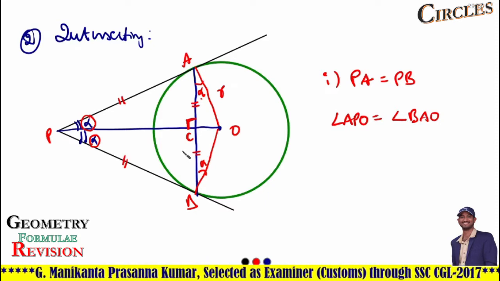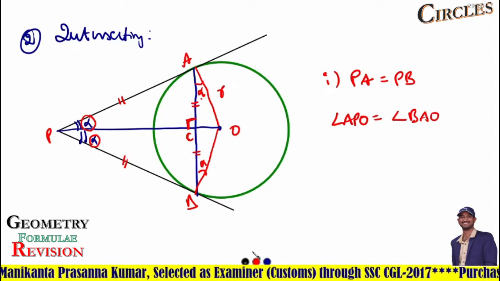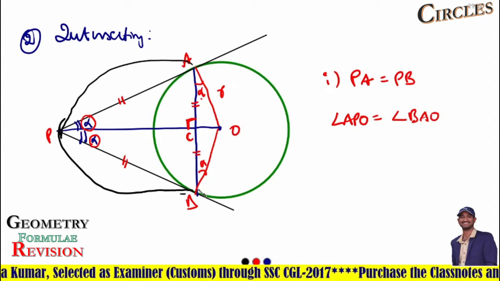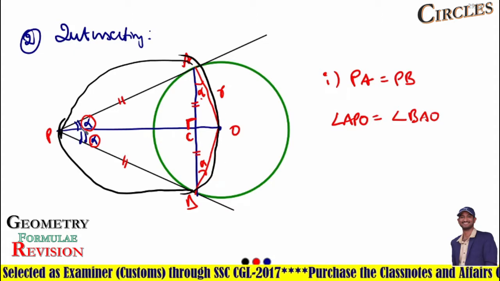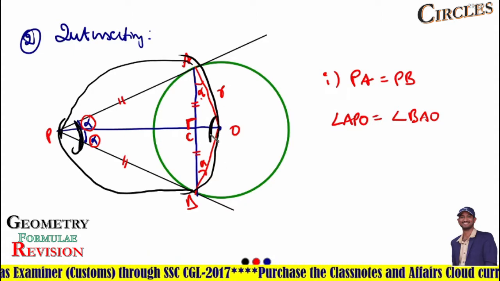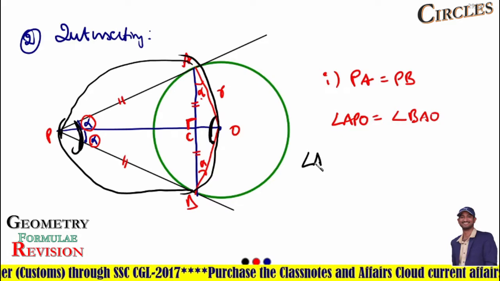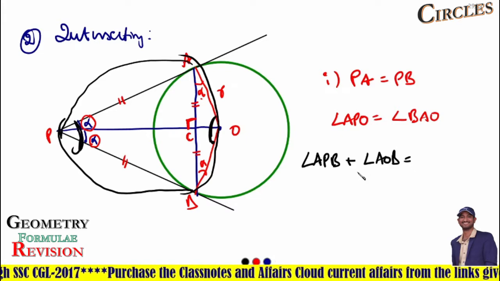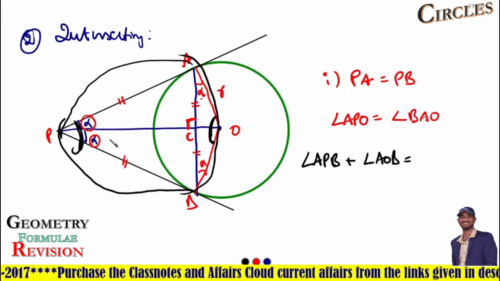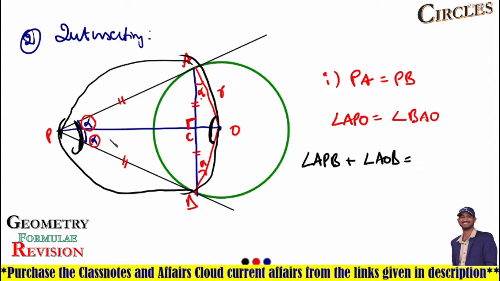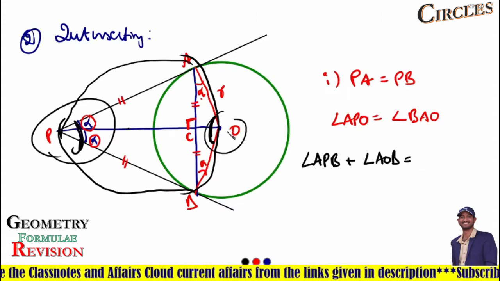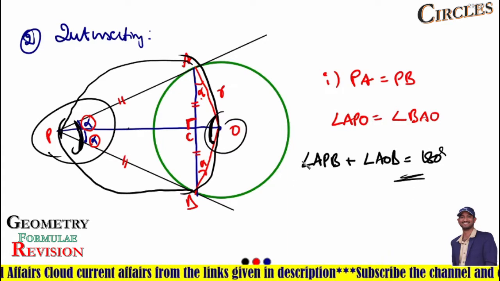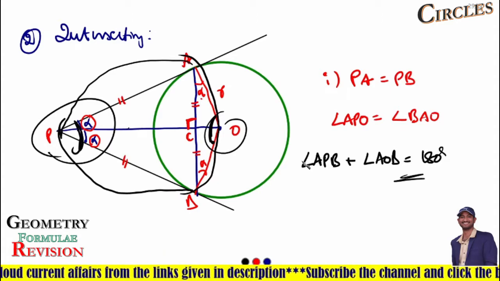And the last point is APBO forms a cyclic quadrilateral. That means angle P plus angle O is equal to 180 degrees. Angle APB plus angle AOB, we already discussed in cyclic quadrilaterals: whenever the sum of two opposite angles is 180, then the quadrilateral is cyclic. So here angle APB and AOB is equal to 180 degrees. These are some basic properties in intersecting tangents.